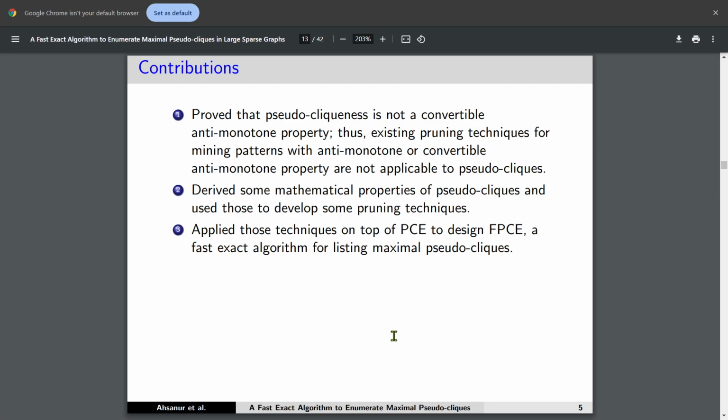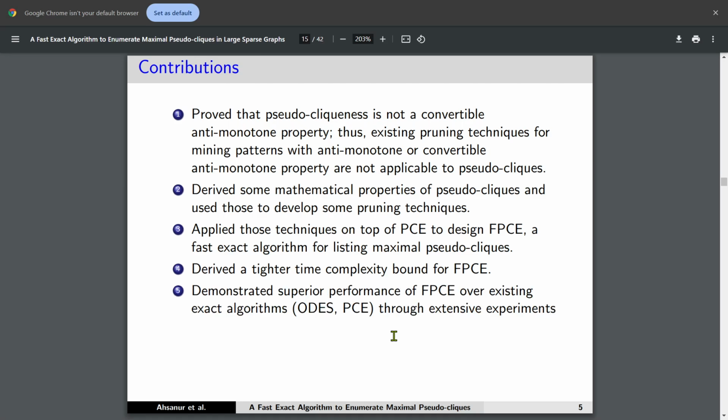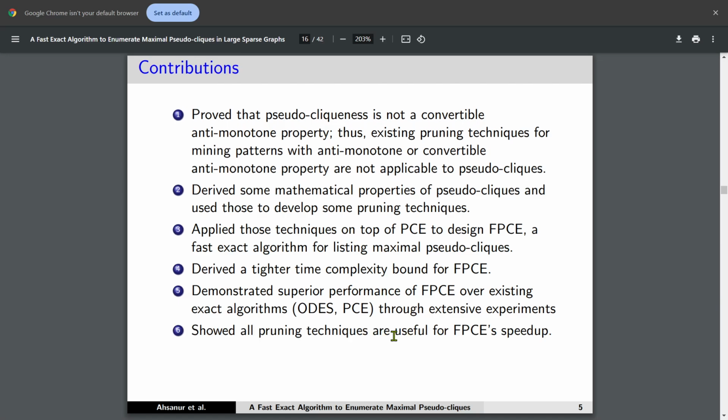We derived a tighter time complexity bound for FPC than that described for PC. We demonstrated superior performance of FPC over existing exact algorithms. We showed that all pruning techniques of FPC are useful for its speedup. We demonstrated an application of pseudo-cliques in protein complex prediction.